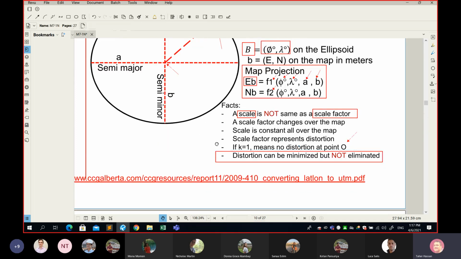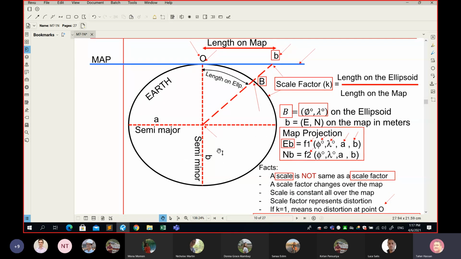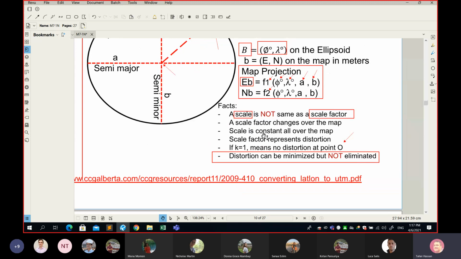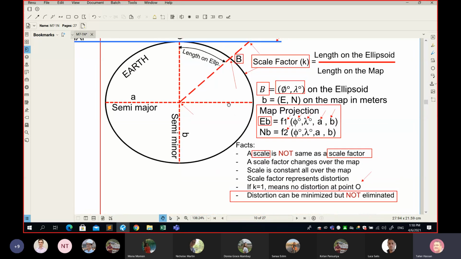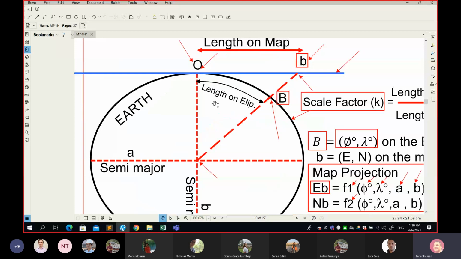Remember, the fact is our ellipsoid is a curved surface. You cannot unfold an ellipsoid into a flat sheet without distortion. That's a mathematical fact. So all we can do is minimize the distortion, and we minimize distortion simply by limiting the use of our map.